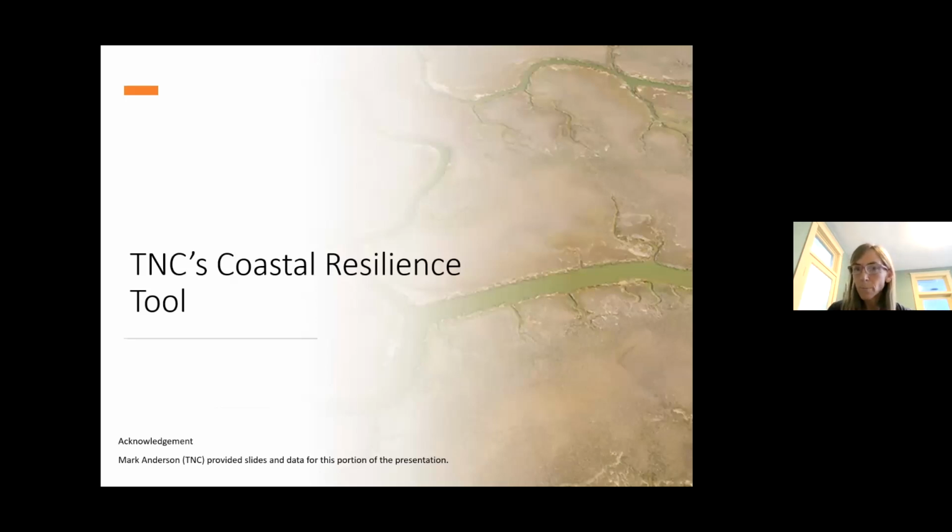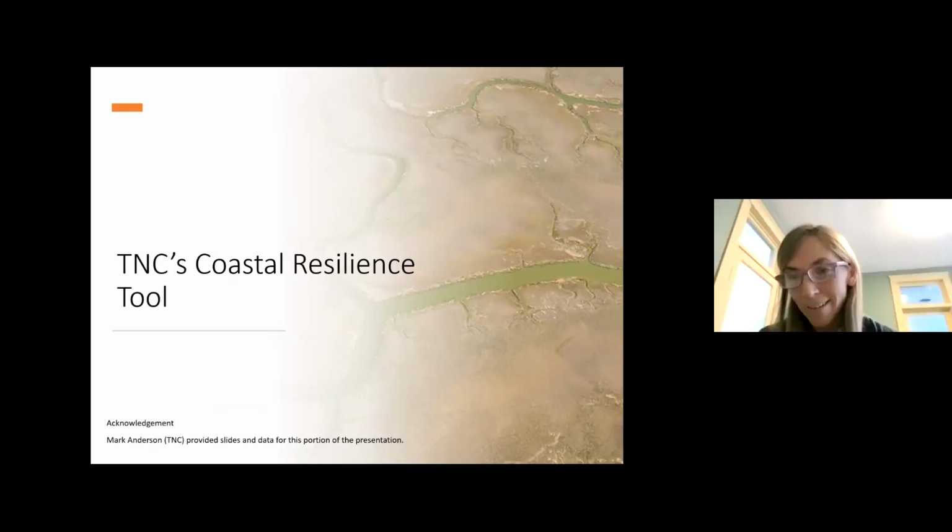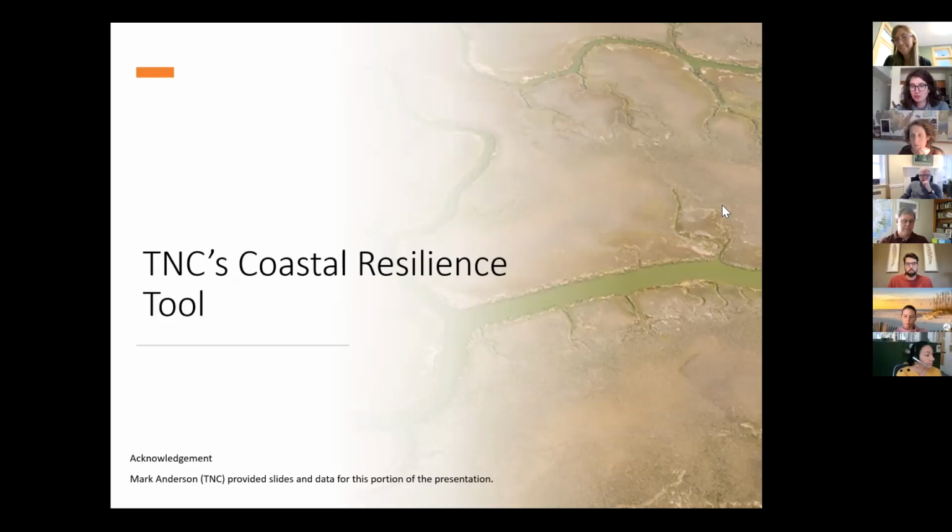I'm going to pause there just to see if there are any questions about the broad conceptual overview of how land trust groups are engaging in coastal resilience. Or I would really like it if someone would throw out other examples that you have from your land trust. Might call on you.